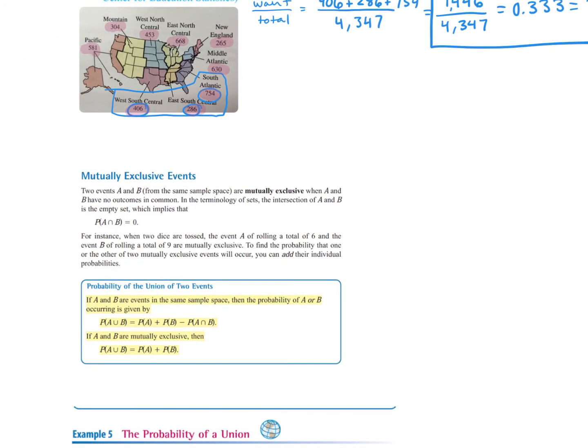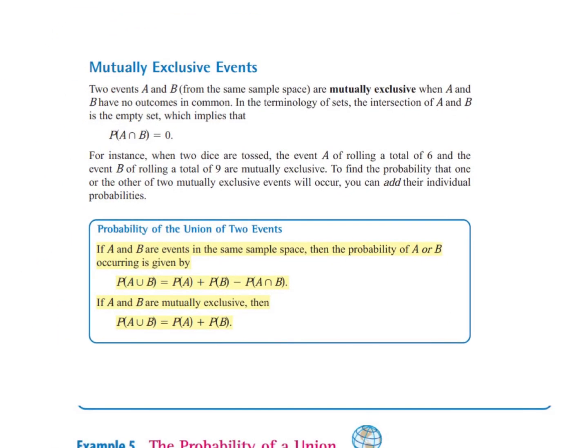All right, next we have 2 different types of events when dealing with probability. One of them is overlapping. We use this when we have some overlapping going on. And then we would use the second formula down here when it is mutually exclusive.